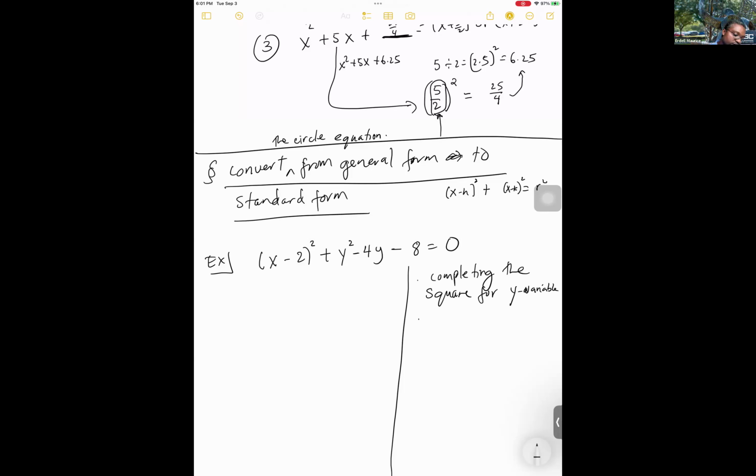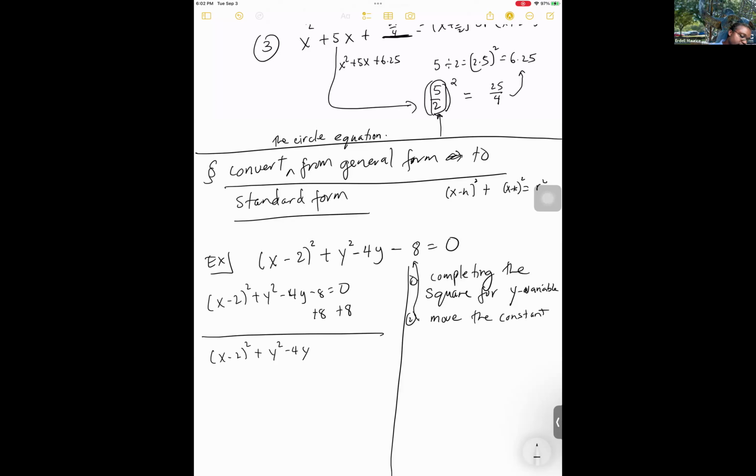First things first, you want to move the constant. In this case right here, the constant is the number 8. And so I need space. So let me start over here. x squared plus y squared minus 4y minus 8 equals 0. And so my second step right here is I have to move the constant. So I'm adding 8 over here to both sides. So my new equation is x squared plus y squared minus 4y equals 8.